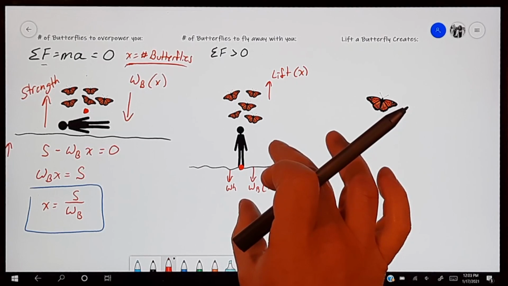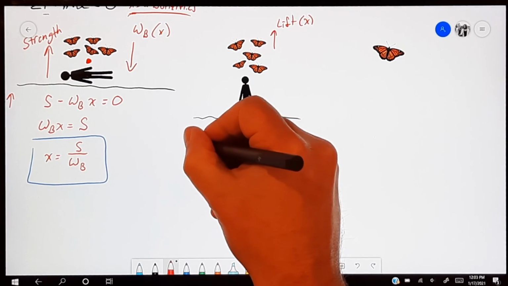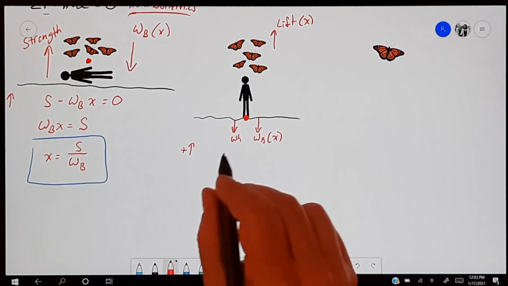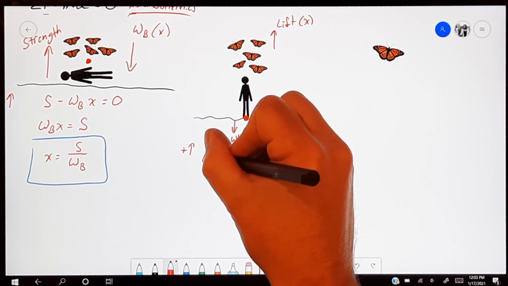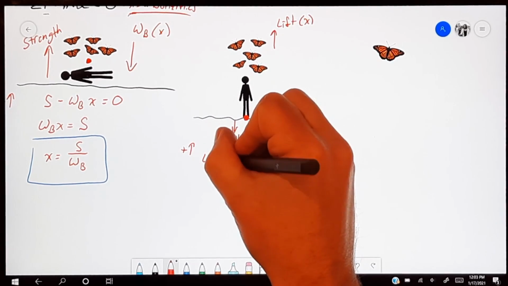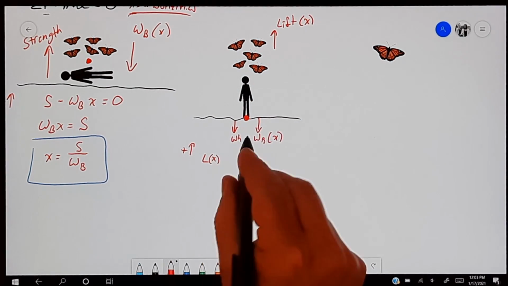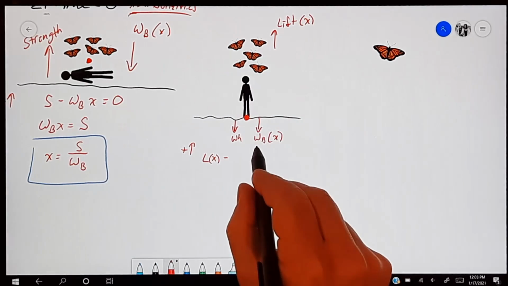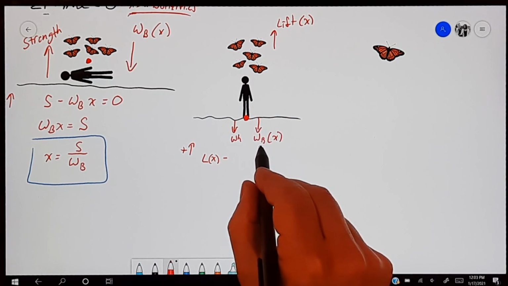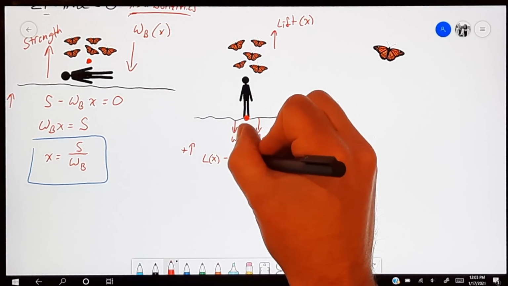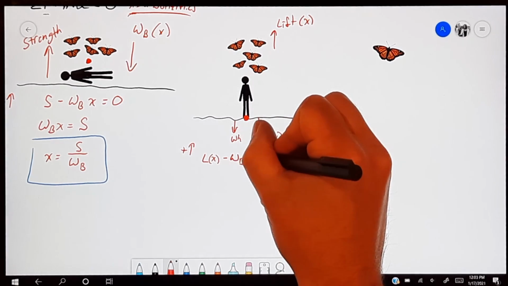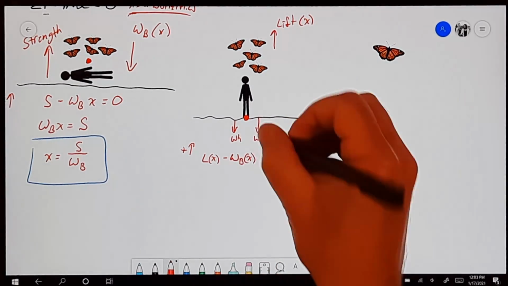So now we need to write out our equations in the form of the sum of forces. Again, we're going to assume that up is positive, so we're going to have lift times x minus the weight of the butterflies times x, since this is in the down position, and then minus the weight of the human.